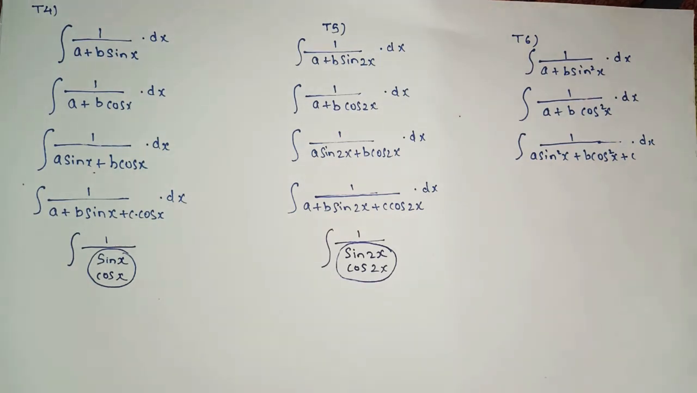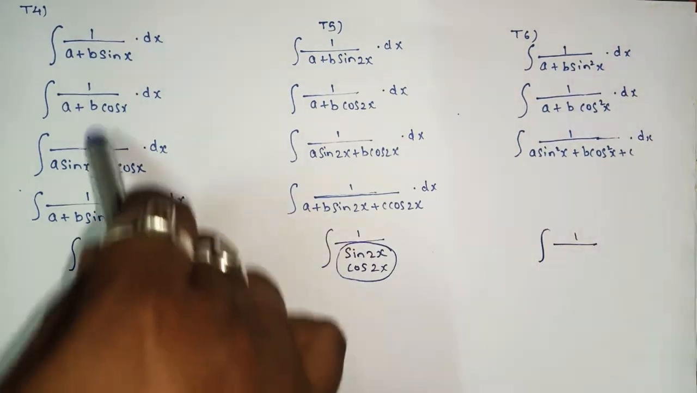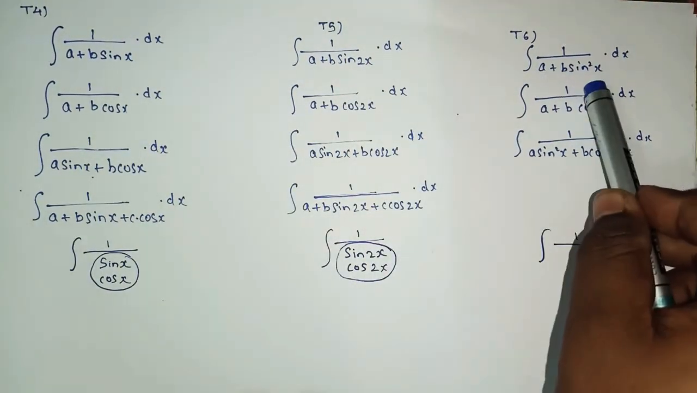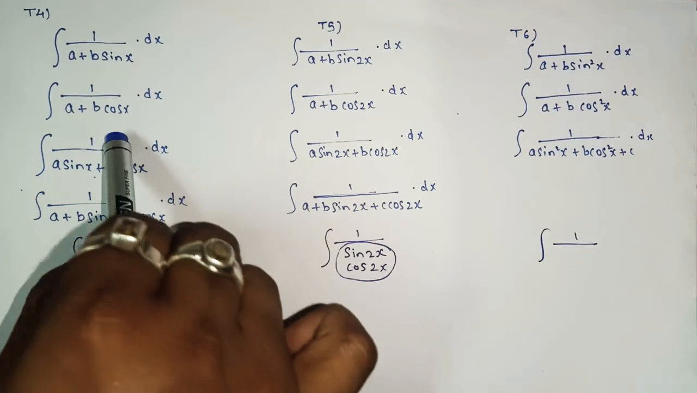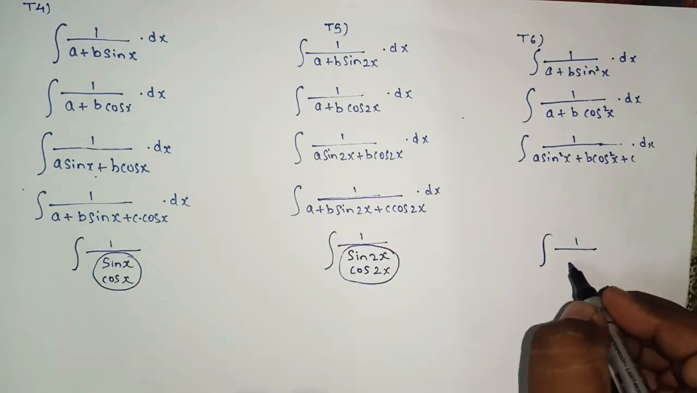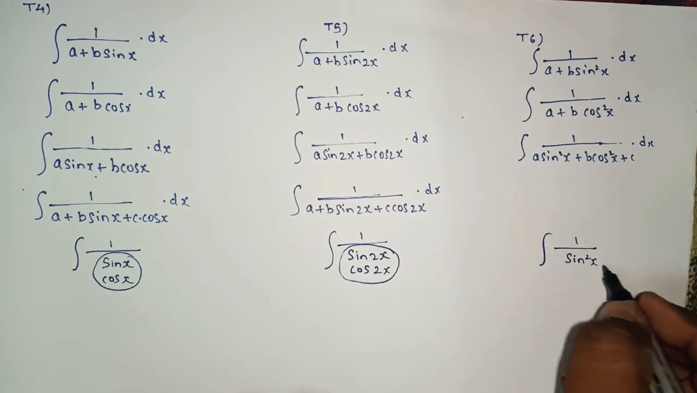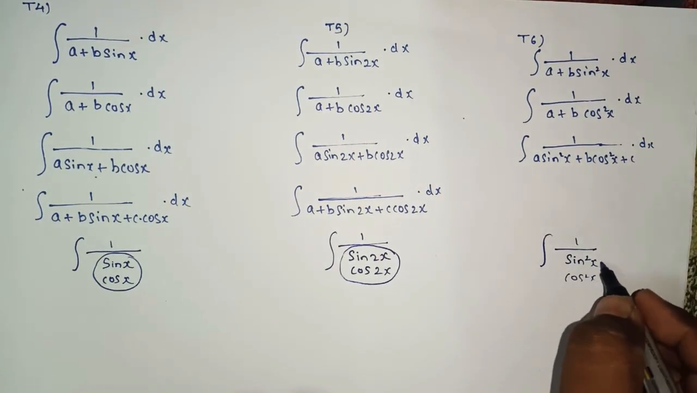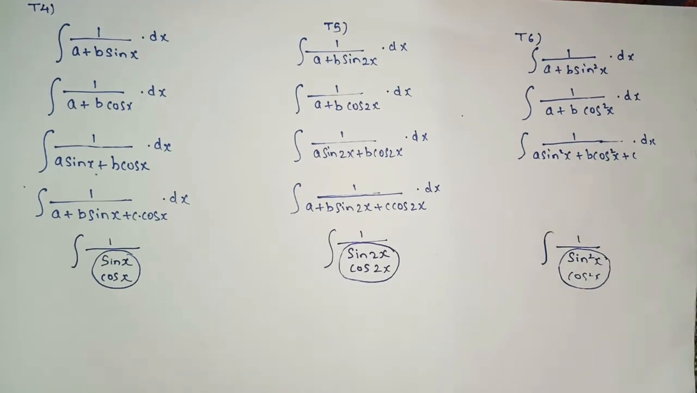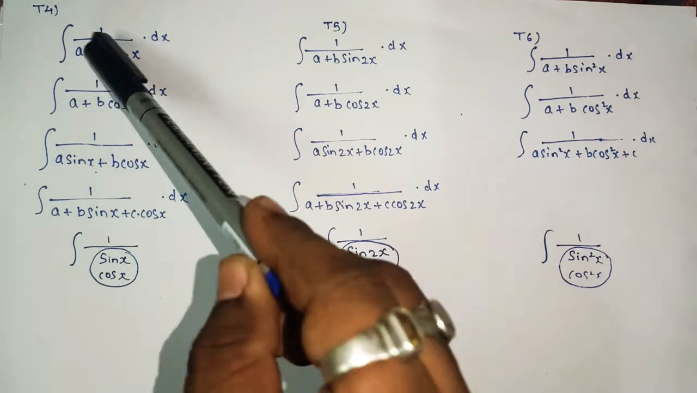And type number 6 you can remember as: here it is sin x, here it is sin 2x and here it is sin square x. Here it is cos x, here it is cos 2x and here it is cos square x. In the numerator it will be 1 and in the denominator it will contain sin square x, cos square x, or sometimes both together. I hope you all understood how to remember these types. So this is the format of the question.